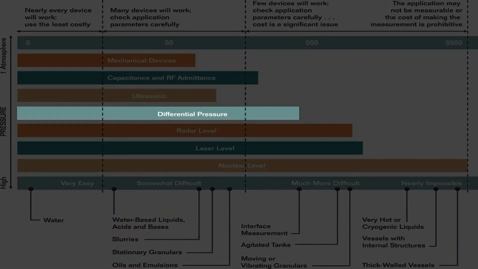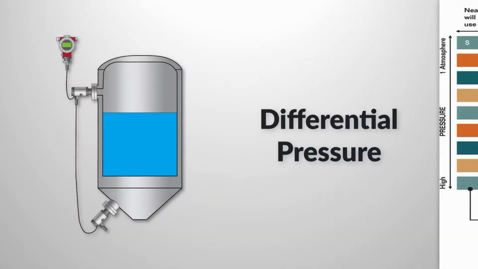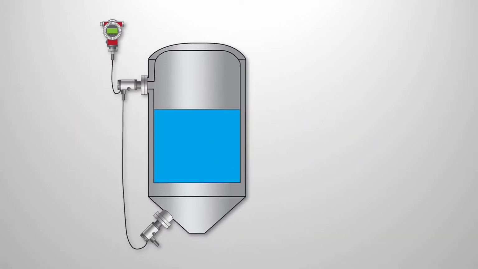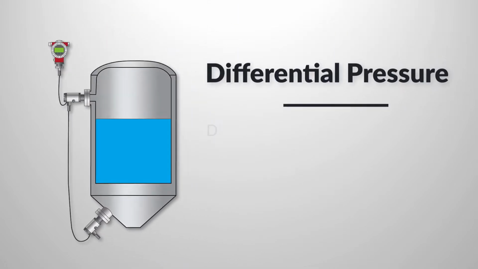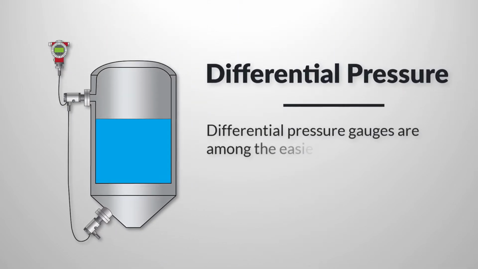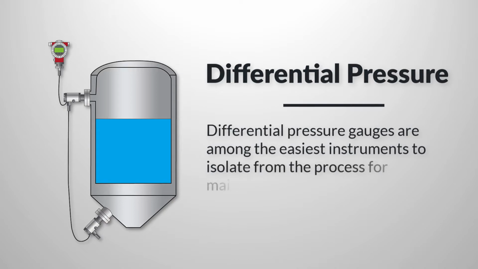Differential pressure gauges have been around a long time and have been adapted to many applications. Differential pressure devices measure tank level based on the pressure difference between the bottom of the tank and the headspace in pressurized vessels or atmospheric pressure for vented tanks. They are among the easiest instruments to isolate from the process for maintenance and calibration.